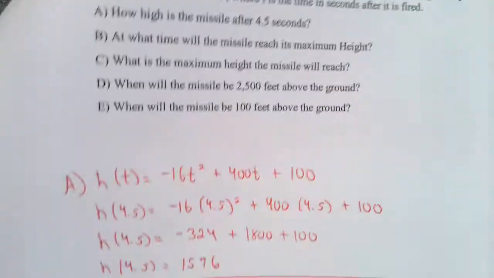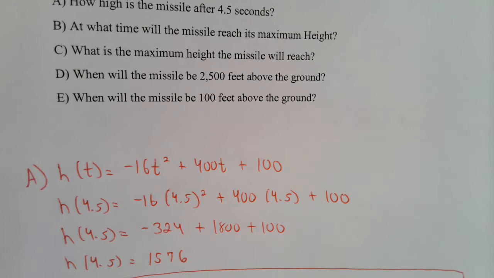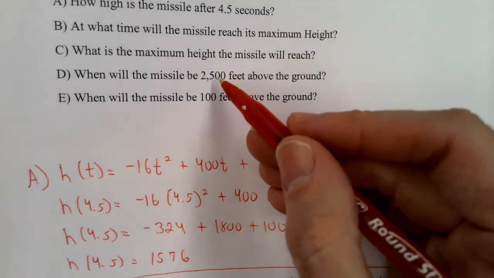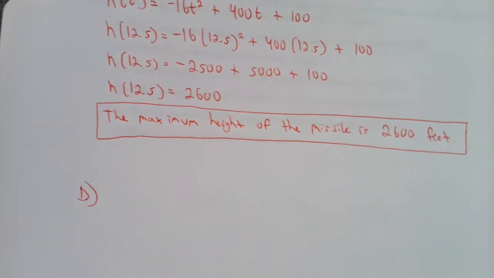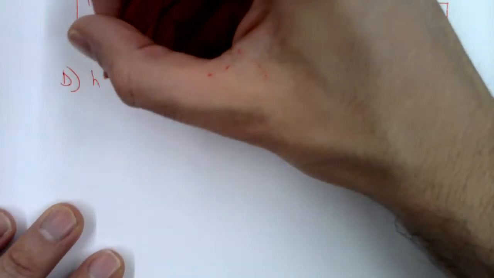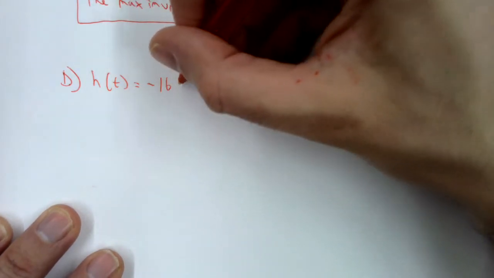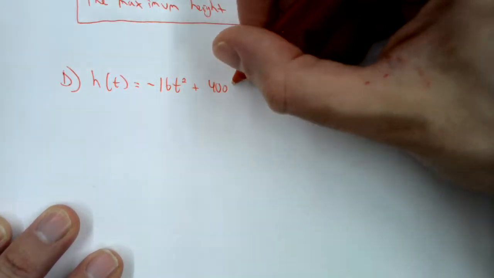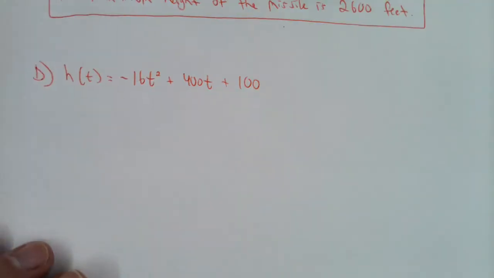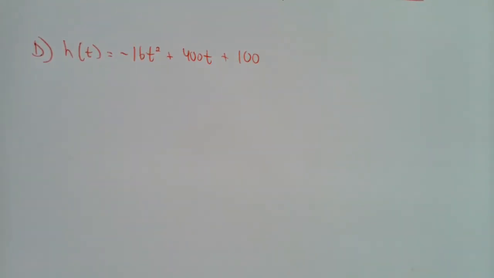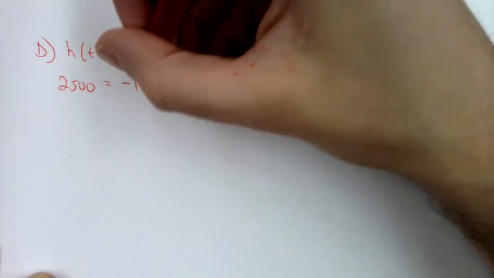Part D. What is part D? When will the missile be 2,500 feet above the ground? Oh boy, okay. Let me recopy the original problem again. Here's the original problem. When will the missile be 2,500 feet above the ground? You're going to replace the height, h of t, with 2,500 and solve.